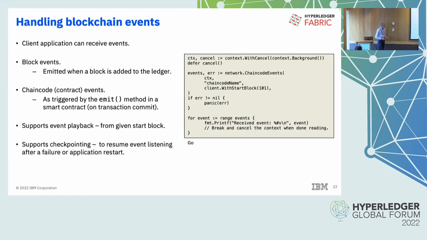So you can handle blockchain events yourself. You can wait on block events, so you might have an application that wants to receive the block events and do something like store data in an off-chain database. And you can wait on chaincode events or contract events, typically for invoking business logic, whatever the chaincode is sending out in its events, you can consume that. In the older SDKs we had the idea of event playback and event checkpointing, so we've implemented that all as well. We've taken nothing away, we've only added.